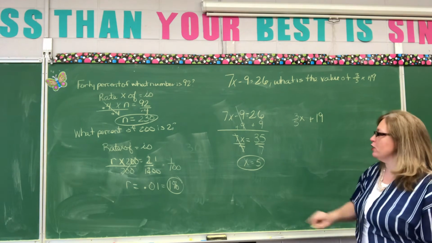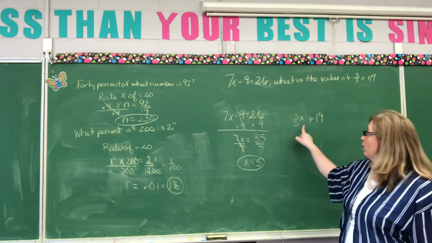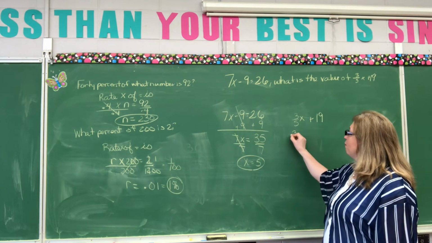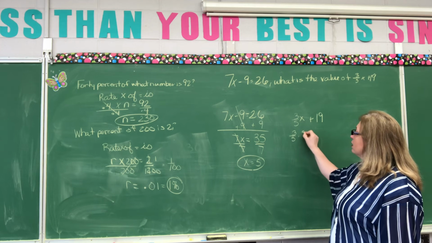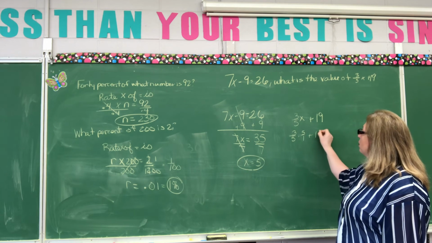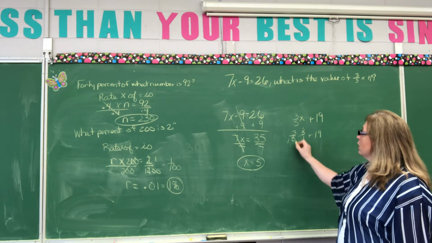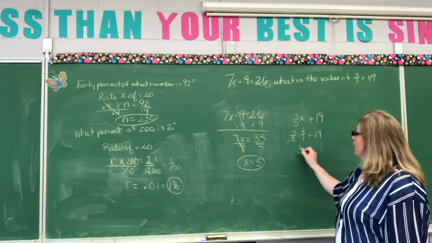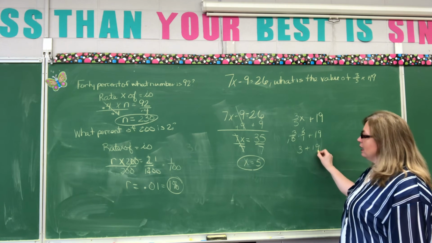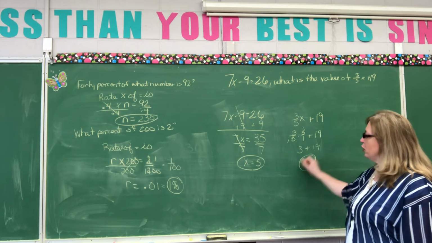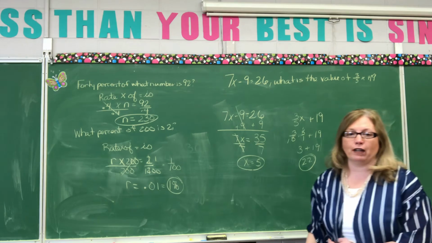Okay, so now what do I do? I have to write my equation down, which I did, and substitute my x for its value. So 3/5 times 5 over 1 plus 19. Well, this is going to cancel, giving me 1. So 3 times 1 is 3, plus 19. 19 plus 3 is 22. And 22 is my final answer.